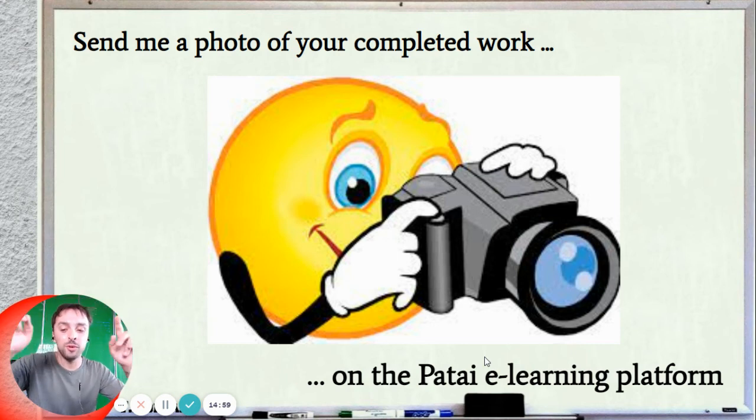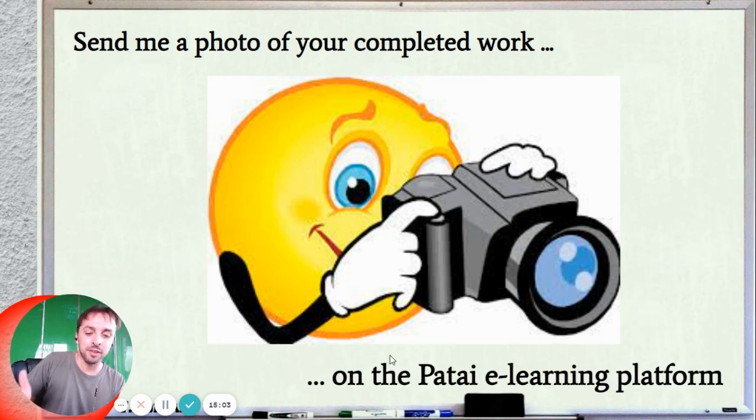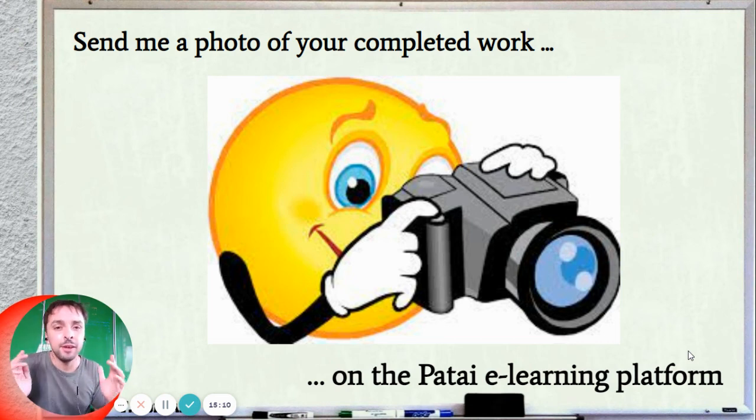When you've finished your work, send me a photo of your completed work on the Patai e-learning platform. So when you've finished, take a photo of it and send it to me on the Patai e-learning platform so I can have a look at it.